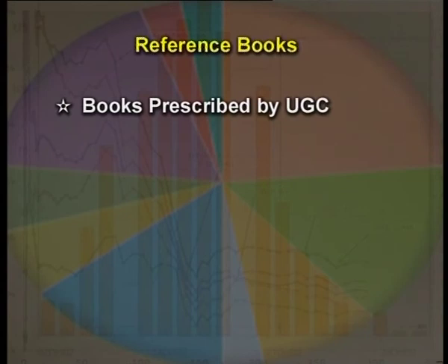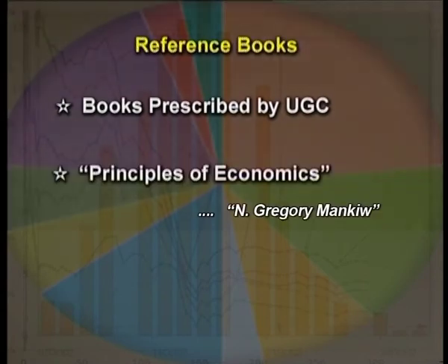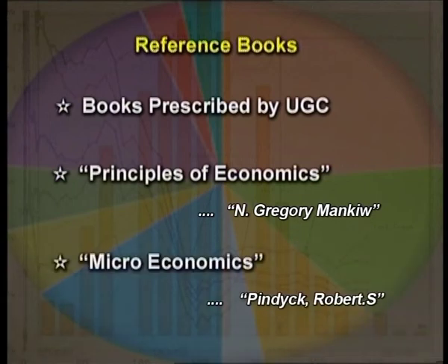Now, for the references, you have a number of books that are prescribed by the UGC. So, those books can be referred, but two other books also can be referred if you can get hold of them. Number one, Principles of Economics by N. Gregory Mankiw, and number two, Microeconomics by Pindyck.